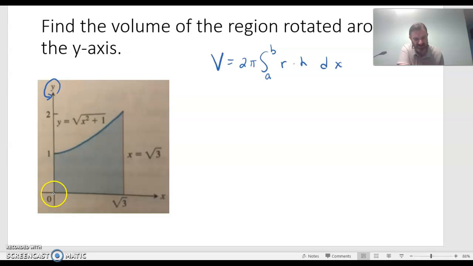So what we need here is a couple things. We need bounds. The region we're going to rotate, in terms of x, goes from 0 all the way to square root of 3. So that's my A and that's my B.